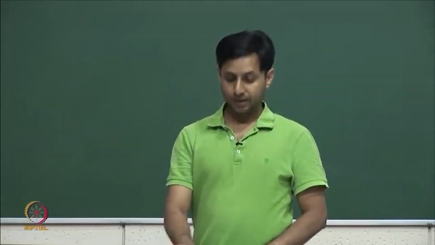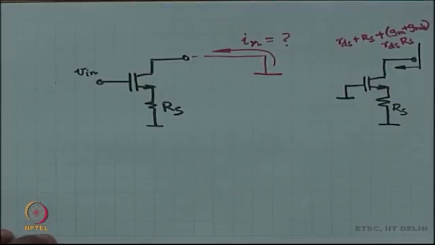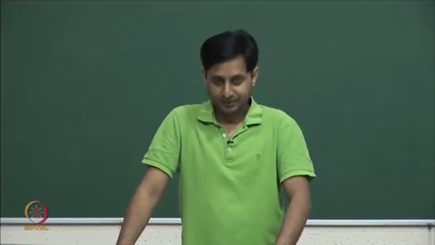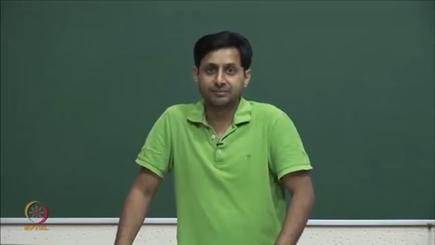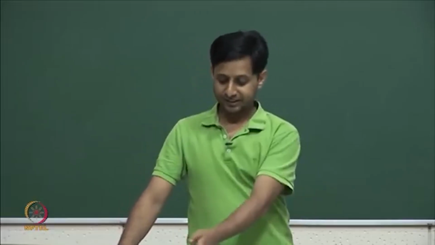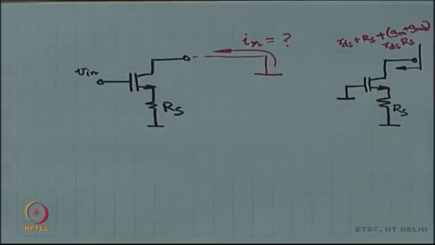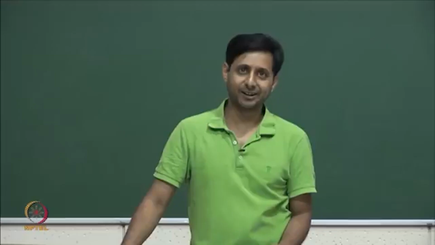Okay. Now, the other experiment has to be done. I need to find out what is IN. Now, this is something that you have already done, haven't you? Isn't this the common drain circuit? Isn't it? The drain is connected to the power supply over here. You have got some resistor on the source. This is indeed the common drain circuit, and we have already studied this.